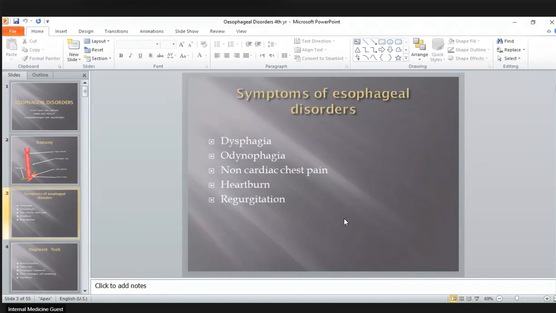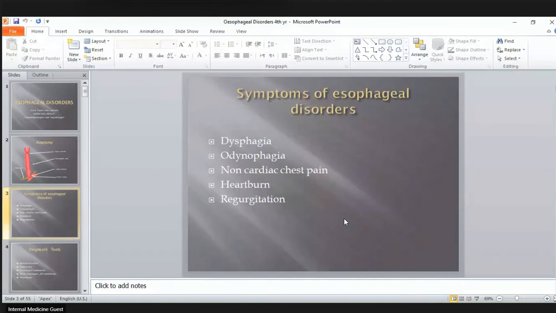The symptom presentation can be very simple. Most patients may present with dysphagia, that's difficulty in swallowing, odynophagia, that's painful swallowing, sometimes non-cardiac chest pain, and of course heartburn and regurgitation. These are two cardinal symptoms which are related to reflux.